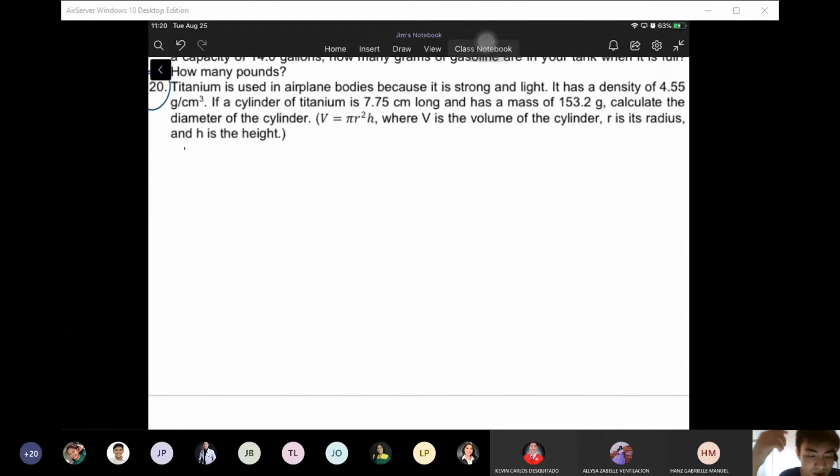If a cylinder of titanium is 7.75 centimeters long and has a mass of 153.2 grams, calculate the diameter of the cylinder, wherein the volume of a cylinder is pi r square h. V is the volume, r is the radius, h is the height.